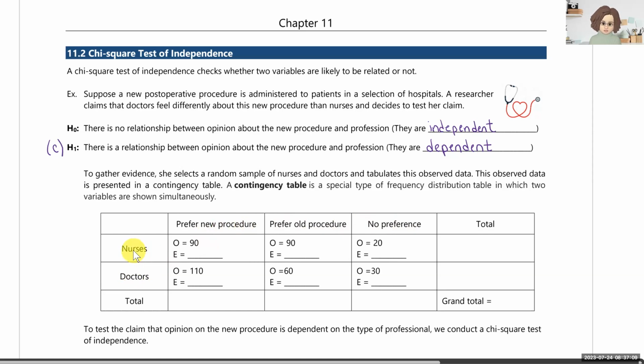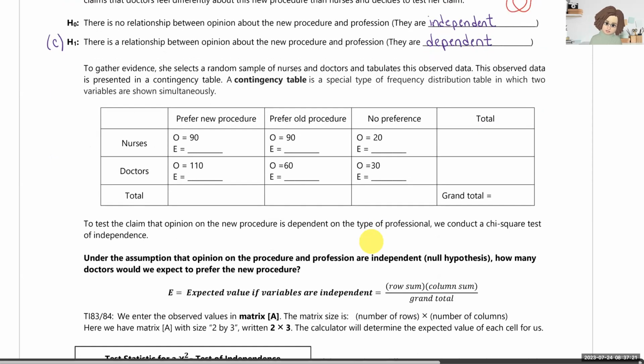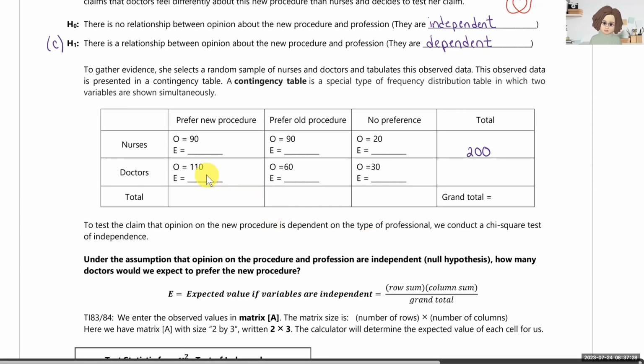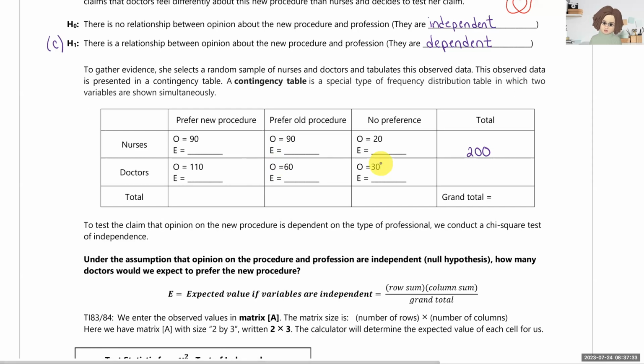So in this case, for the nurses here, 90 liked the new procedure, 90 preferred the old procedure, 20 had no preference. So if I total all the nurses in this particular study, that would be 200 nurses. And then for doctors, 110 liked the new procedure, 60 preferred the old, 30 had no preference. If we add those, that will actually be 200 again. So 200 nurses, 200 doctors in this study for a grand total of 400 people.